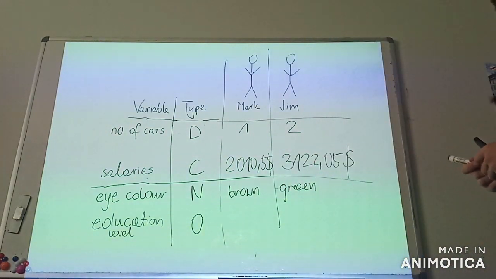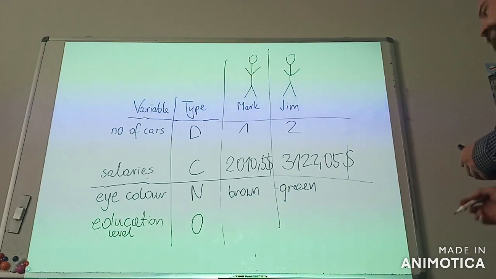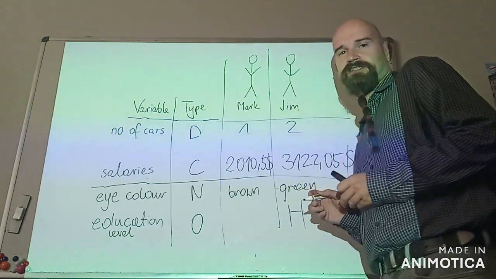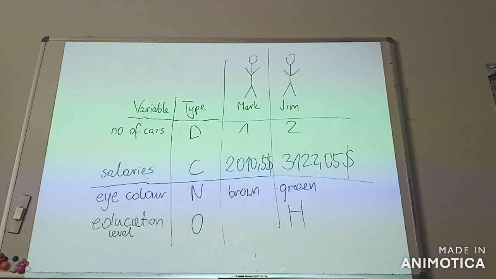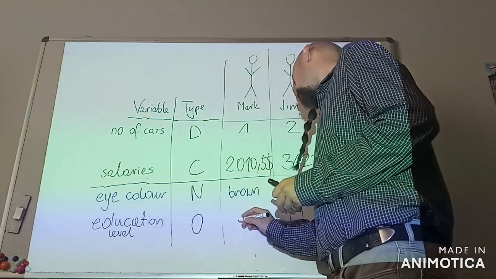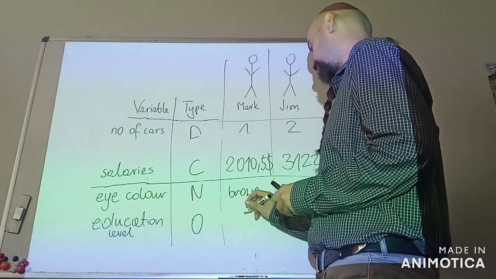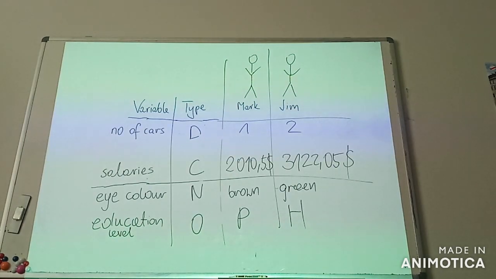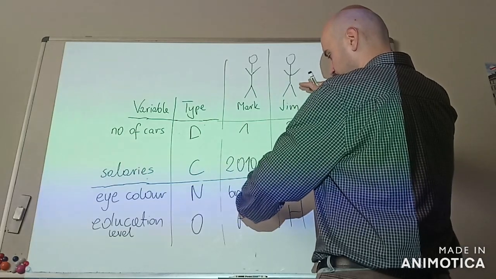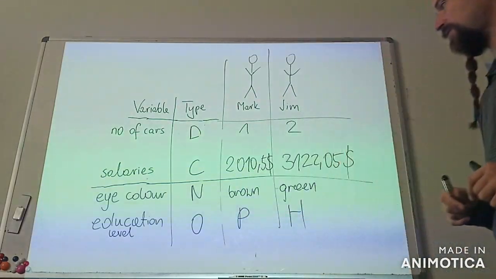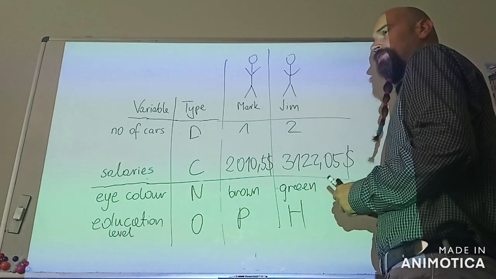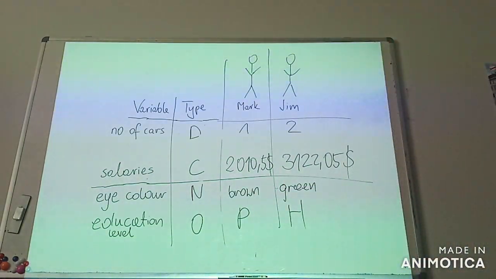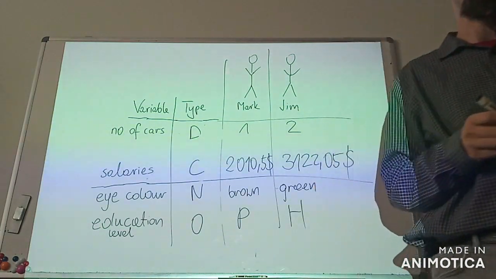But if we talk about the educational level, yes, Jim has a master's degree in economics, for example, but Mark has ended only primary school. Yeah, so there is a gradation, the higher educational level in the hierarchy lies above the primary educational level.